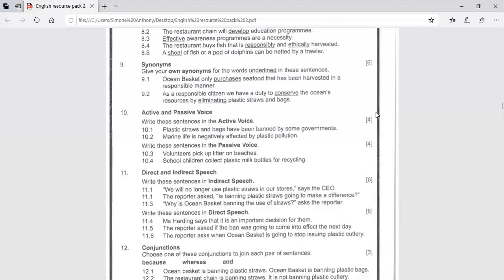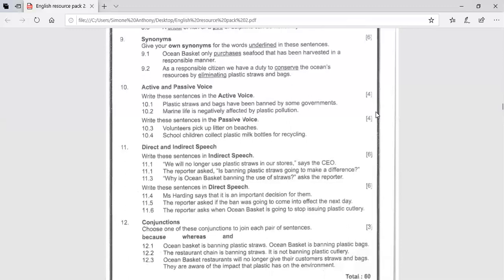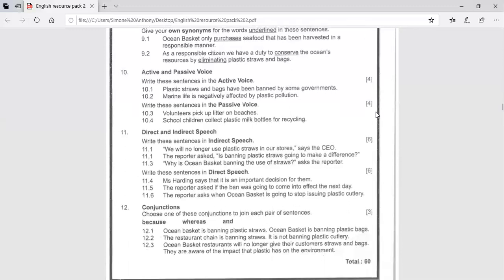Now we are focusing on question 10, which focuses on active and passive voice. If you clearly remember, with active and passive voice, there's a distinction. Active voice is where you have your subject, your verb, and your object. No, sorry. Passive voice would be where you have your object, your verb, and your subject at the end.